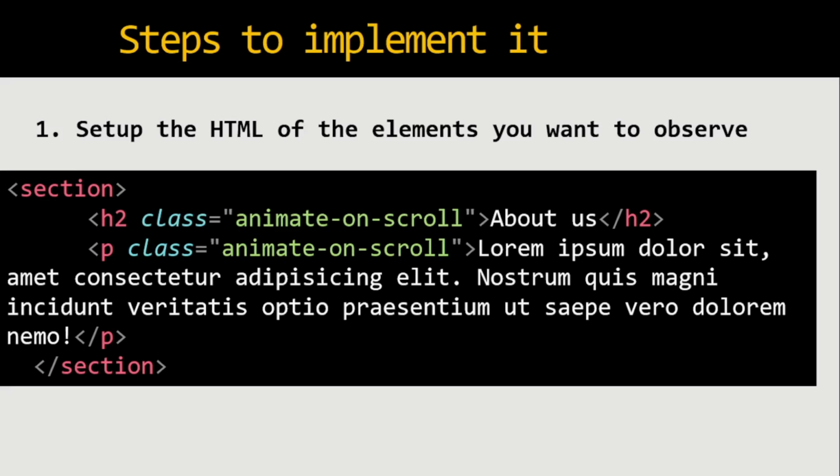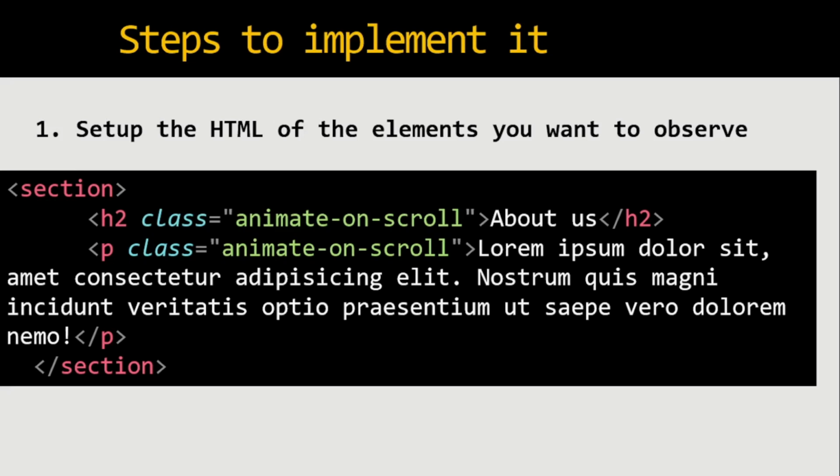Okay, so the most important thing is, how do we implement it? How we implement it is why we are here in the first place. So let's jump in VS Code and we start this process. As you can see, the first step is actually to set up an element that you want to observe. So you have to set up the elements that you want to observe.